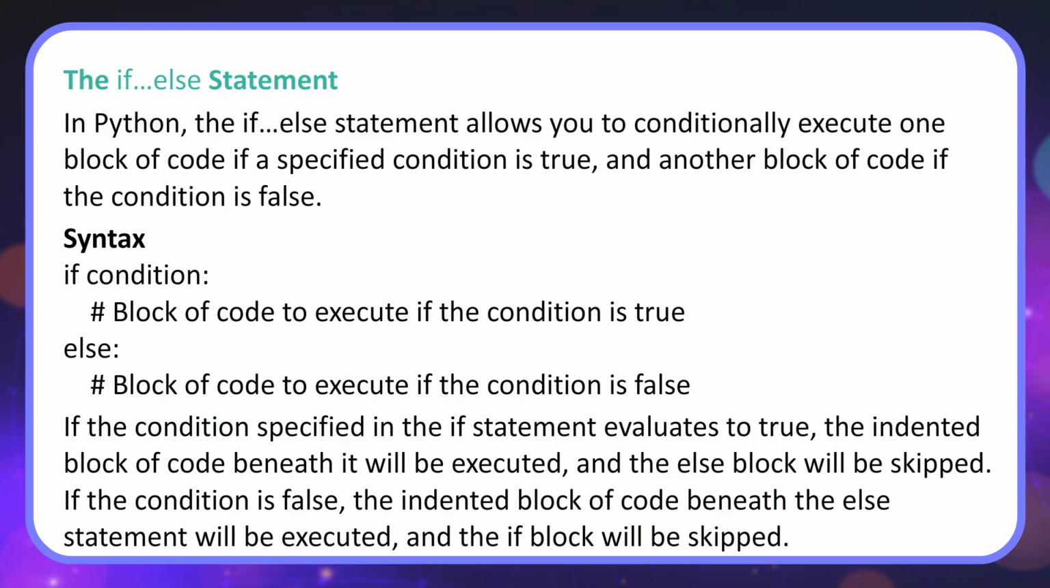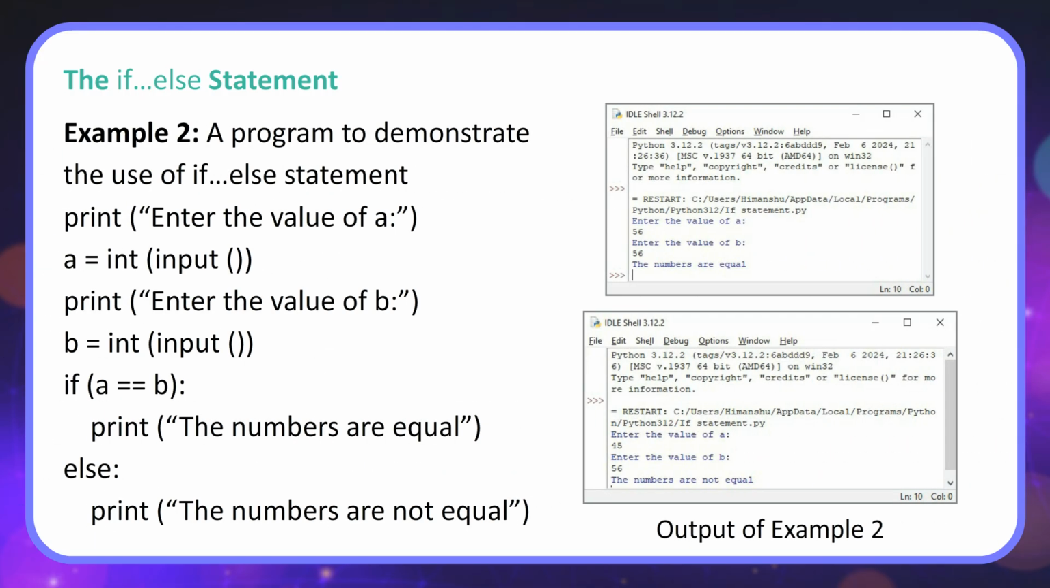If the condition specified in the if statement evaluates to true, the indented block of code beneath it will be executed, and the else block will be skipped. If the condition is false, the indented block of code beneath the else statement will be executed, and the if block will be skipped. Example 2. A program to demonstrate the use of if-else statement.